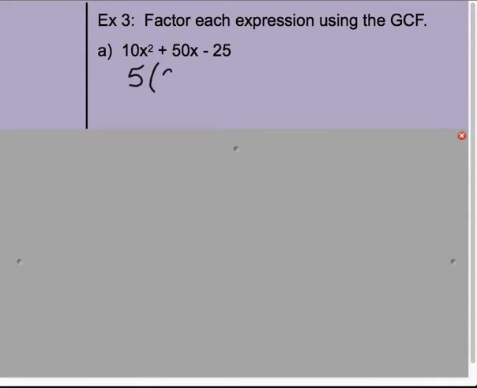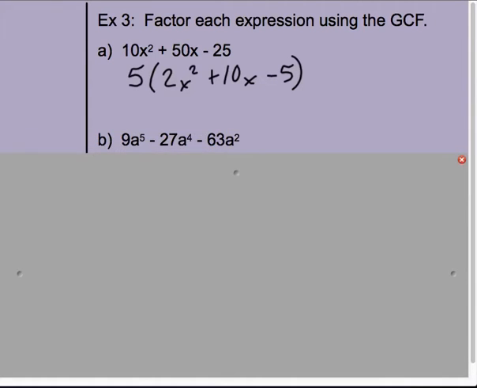10 divided by 5 gives me 2, my x squared goes along. 50 divided by 5 gives me 10, my x goes along. And 25 divided by 5 is 5. So again, to double check myself, 2, 10, and 5 do not have any common factors. And again, there's no variable on all 3 terms.